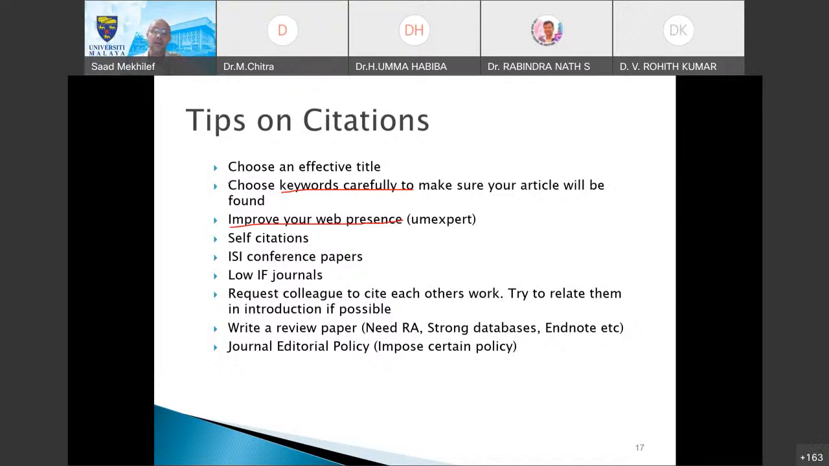Okay? Self-citations, as I said just now, you have to cite some of your own papers, because sometimes your research is a continuation. Continuation means you do a part here and then you continue doing it. So you have to cite the previous work. Actually, sometimes it is a must. You have to cite your previous work. Otherwise, you are cheating. Okay? Why?